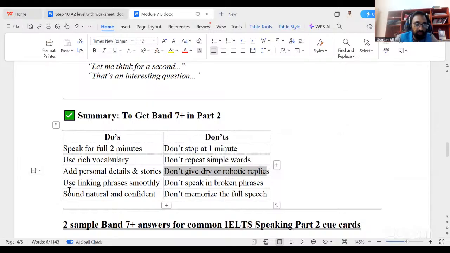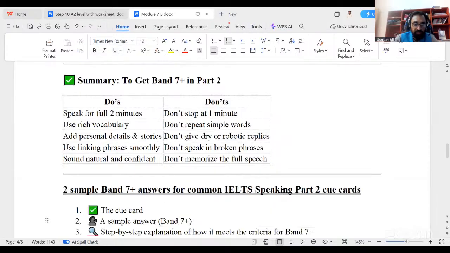Now use linking phrases smoothly. Don't speak in broken phrases. You must use linking phrases very smoothly. If you are using linking phrases smoothly, you will get 7+ points, and if you are using broken phrases, you will get lower points. Sound natural and confident. Don't memorize the full speech. If you have memorized the full speech, you will not be confident and you will not be natural.